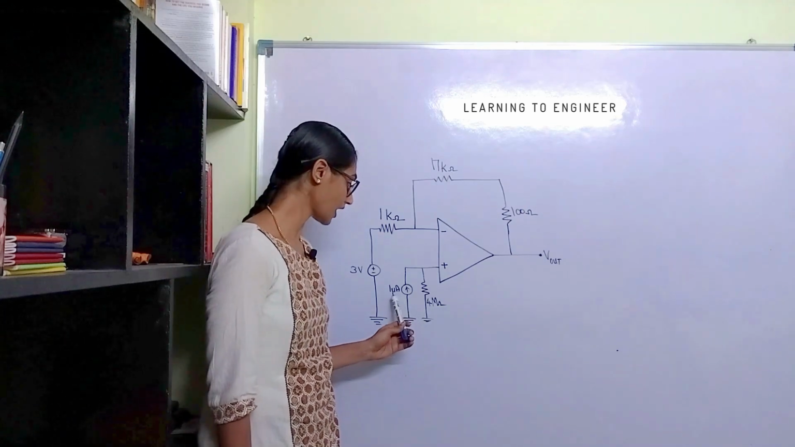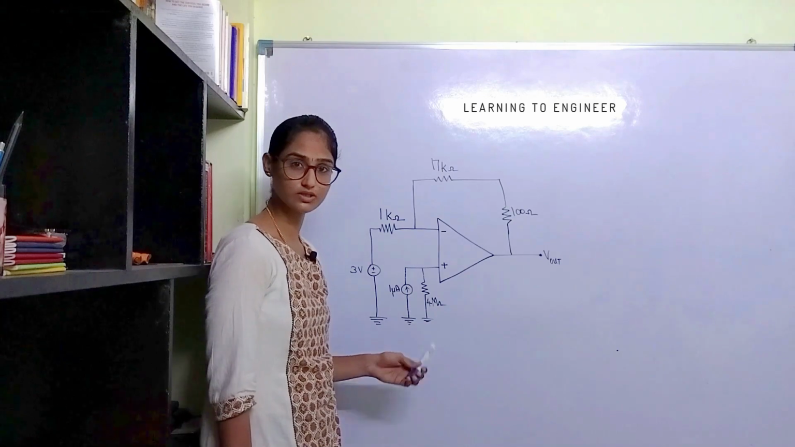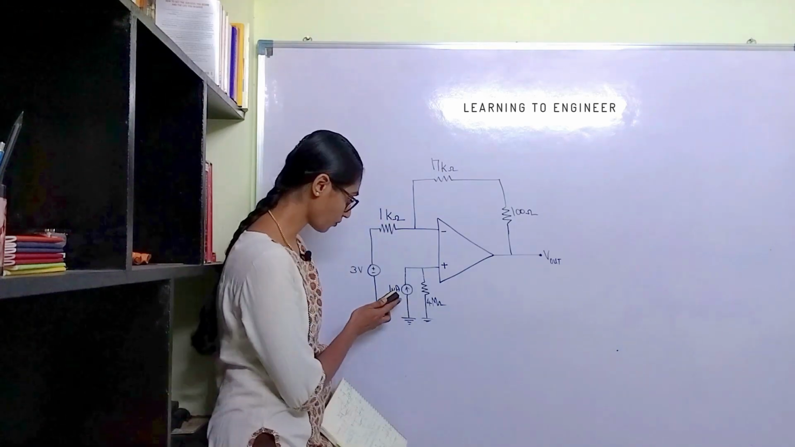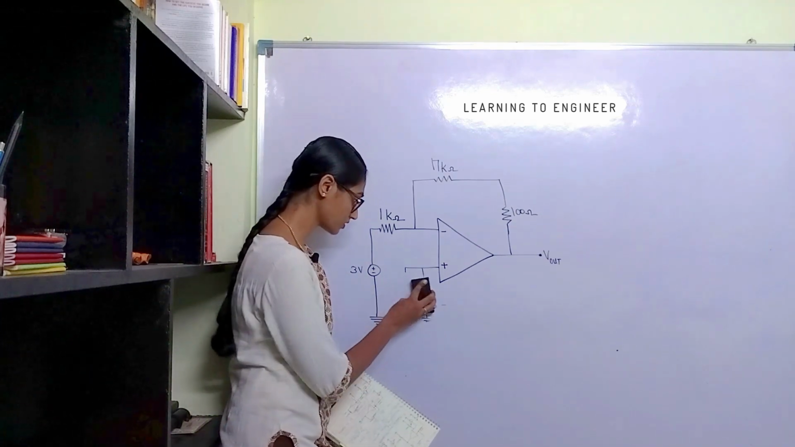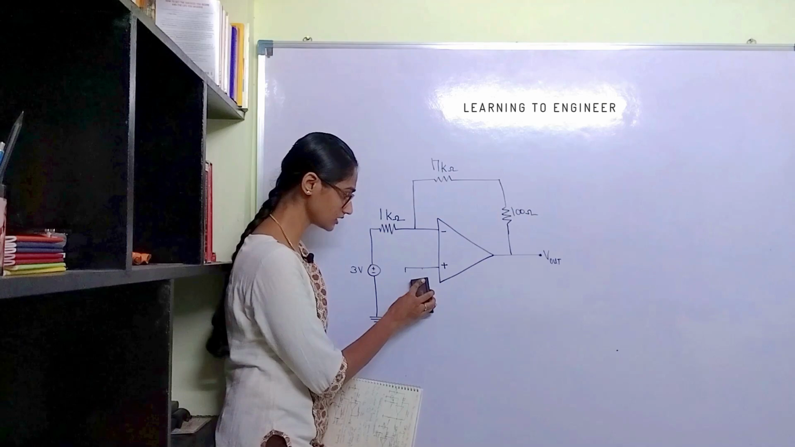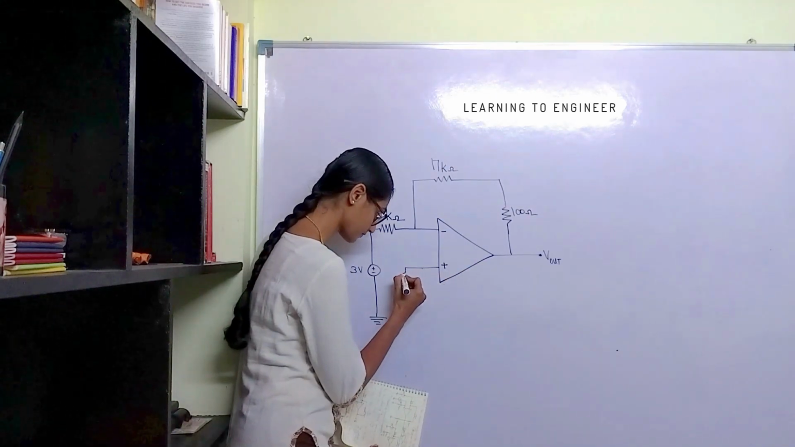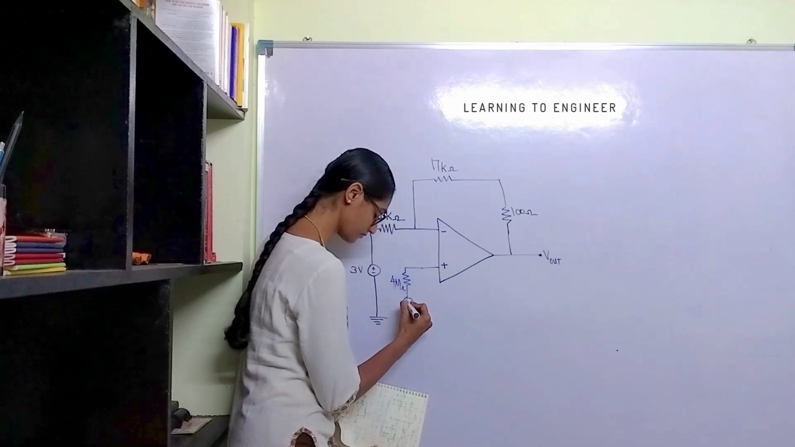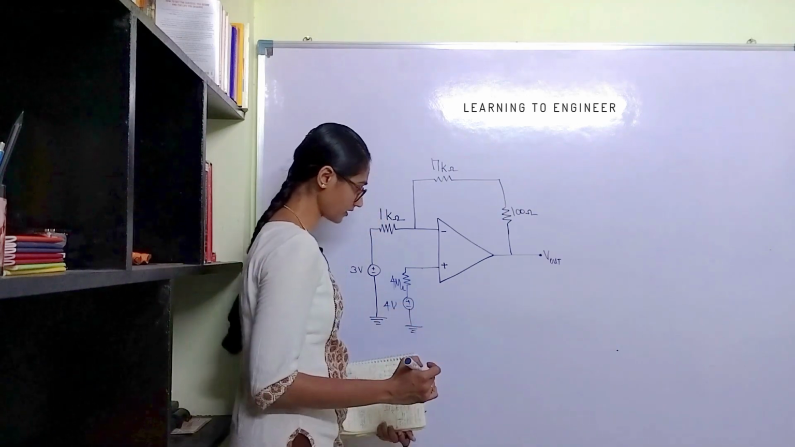Now I'll quickly solve this part alone using source transformation. The voltage input is 1 microampere into 4 mega ohm, which is 4 volt. So we have a 4 mega ohm resistor in series with 4 volt.